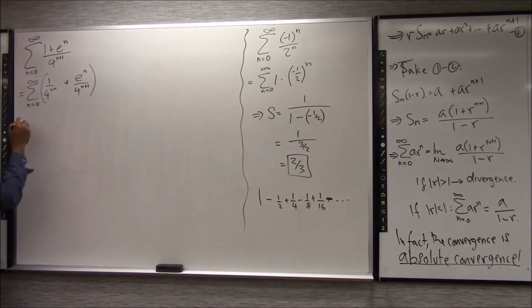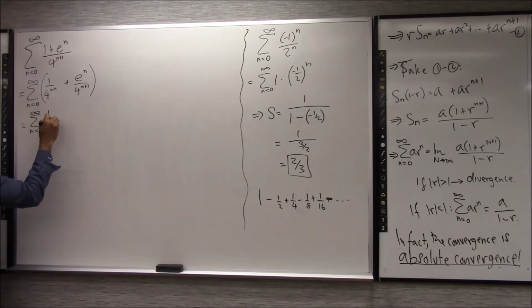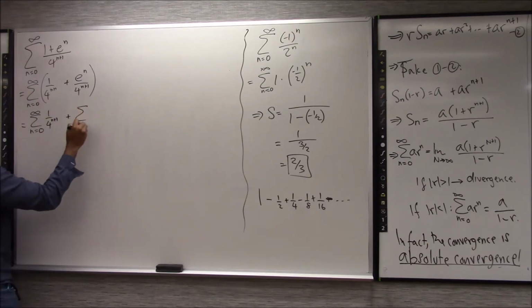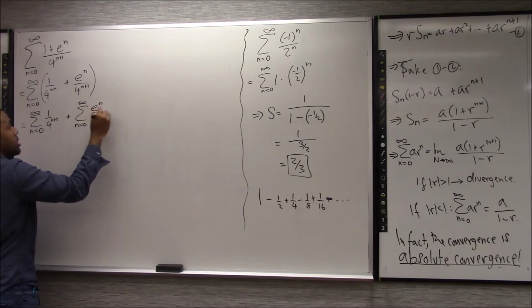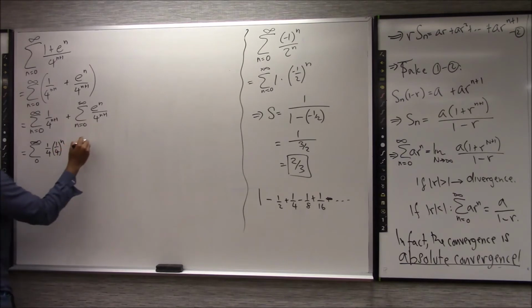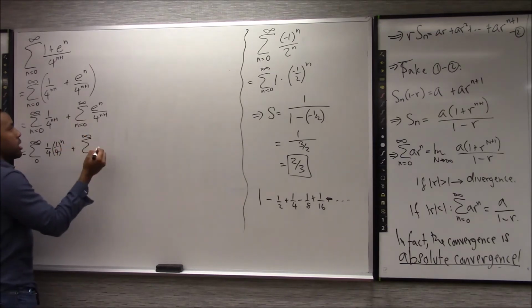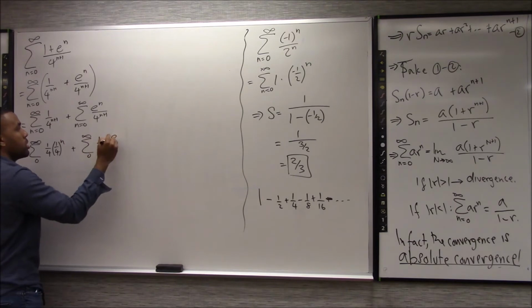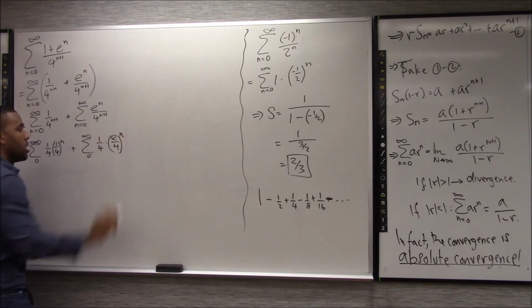And from Calc 1, we know that the series of a sum is the sum of the series. So this is going to be, sometimes I might get lazy and just write 0 here to be understood. This I can look at as a quarter times a quarter to the n. This guy I can look at as a quarter times e over 4 to the n.